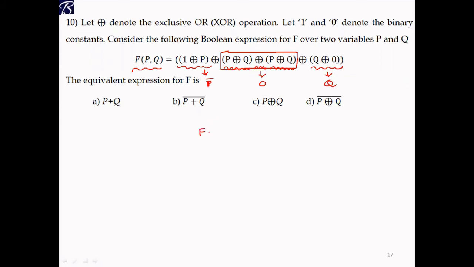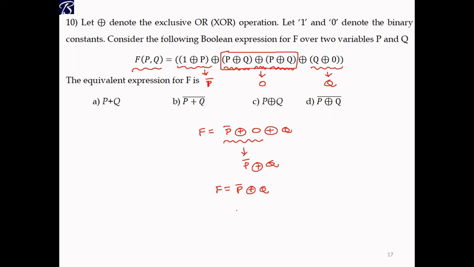Now what is F? Now this is P bar XOR with 0 XOR with Q. One of the inputs is 0, so the XOR gate acts as a buffer, and the output is P bar here, XOR with Q, equal to P bar XOR with Q.